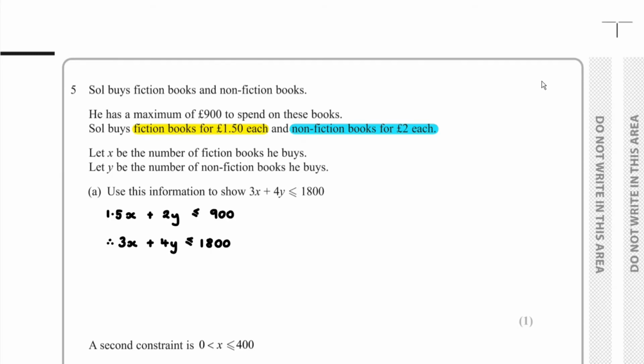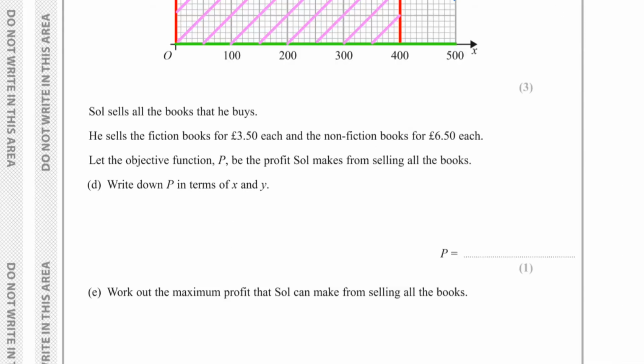Well, we know from the question, Sol buys fiction books for £1.50 each and non-fiction books for £2 each. So for the profit function, in terms of the x's, the profit for the x's will be £3.50 subtract £1.50, and for the non-fictions, that's in terms of y's, that's £6.50 subtract £2. Therefore, the profit function P is given by 2x plus 4.5y.